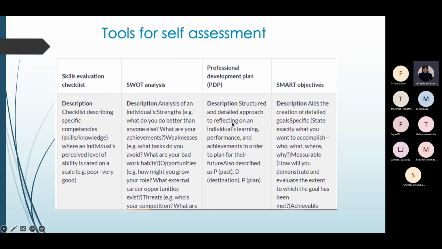Professional development plan, again, needs to have a structured plan.